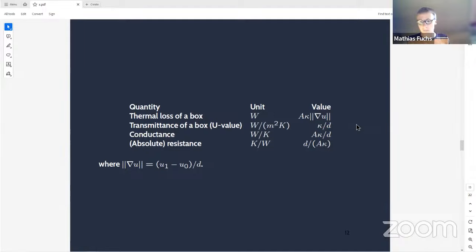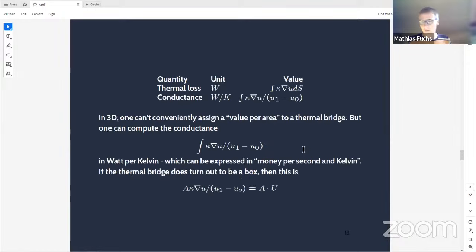And then there are other quantities. The most important one is the conductance, which is then no more something per square meter, but is a quantity associated to the box itself. And then there is also some absolute resistance, absolute because it does refer to a building component and not just to something per square meter or times square meter. These are the basic quantities that you're familiar with, and you can translate them one-on-one to the 3D case. So instead of just taking times the cross-section area, you integrate over the cross-section. So this is a surface integral.